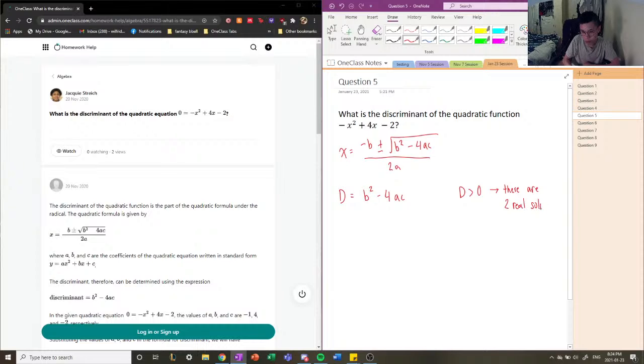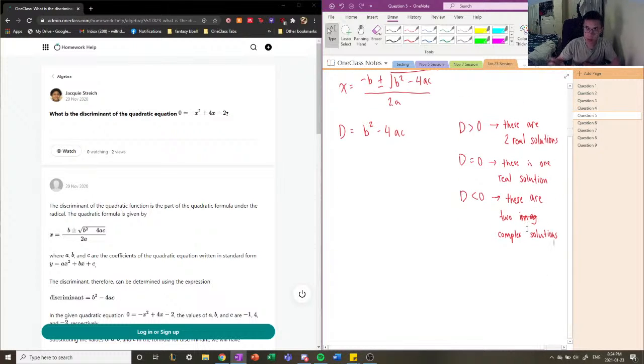Okay. If d is equal to 0, there is 1 real solution. And if d is less than 0, there are 2 imaginary solutions. Or I should say complex solutions, sorry. Okay?